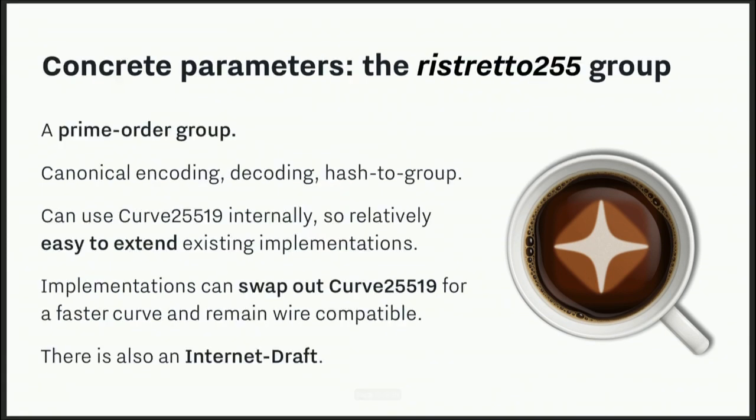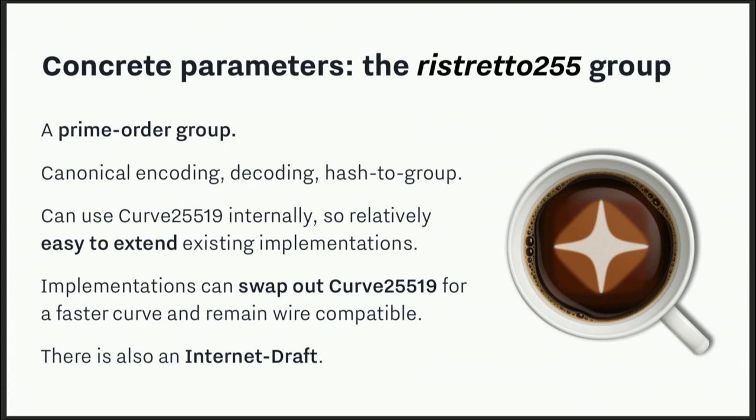So there's concrete parameters. The Ristretto255 group gives you a prime order group. It gives you canonical encoding. It gives you a decoding that rejects any non-canonically encoded inputs. It gives you hash to group built in. You can use Curve25519 internally, so it's pretty easy to extend an existing implementation.